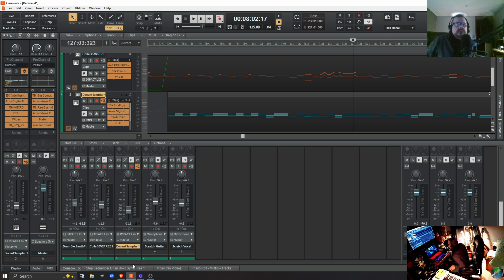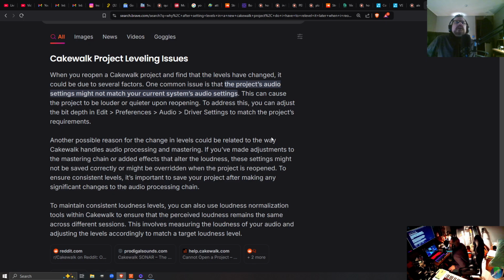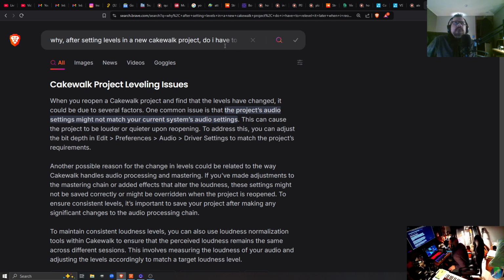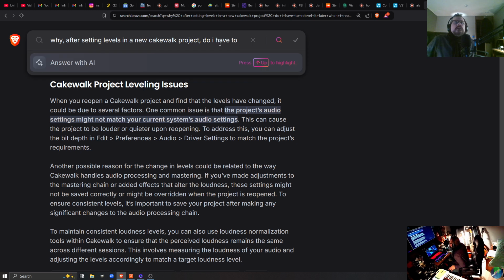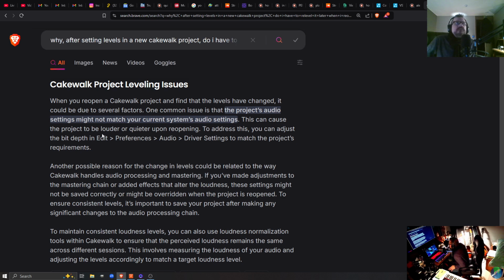I went on the internet to good old Brave browser, and it's got this AI answering assistant, and I typed, why, after setting levels in a new Cakewalk project, do I have to re-level it later when I reopen the project? Why is it so much louder when I reopen the project? And this is the answer I got.